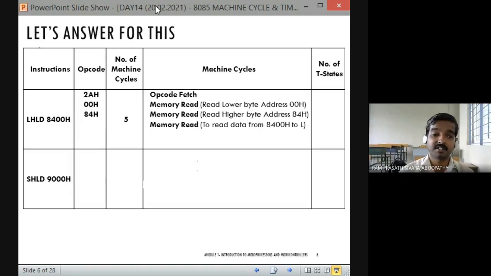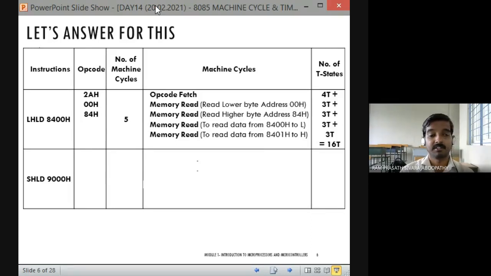Fine. Still the instruction execution is not completed. It has to read the next memory content, that means 8401, and place it in the H register, correct? So read data from 8401H to the H register. So that's why it takes 5 machine cycles. What about the number of T states? 16. Very good. 4 plus 3 plus 3 plus 3 plus 3.